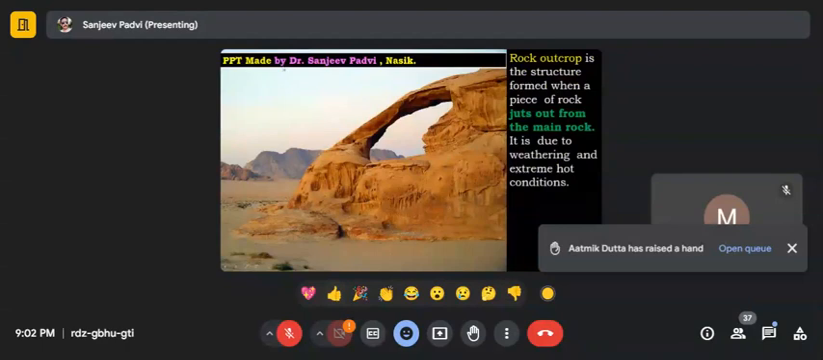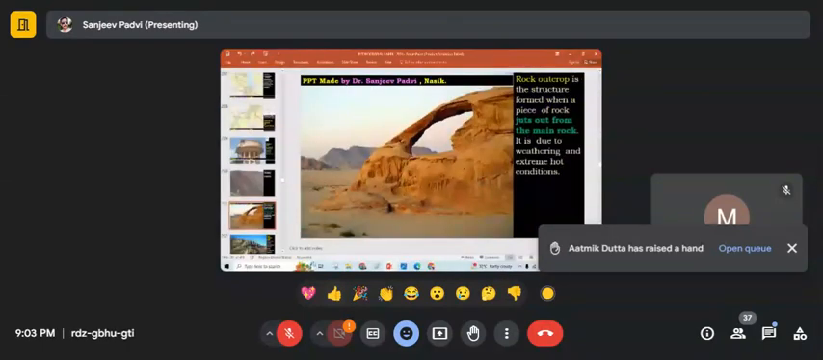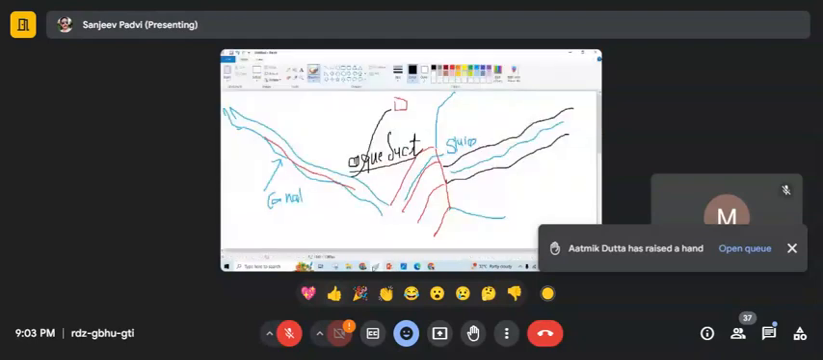Now look at this important word, rock outcrop. This word is interesting, rock outcrop. Listen everyone very carefully. Suppose this is India.